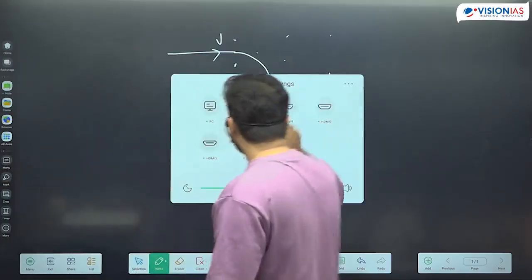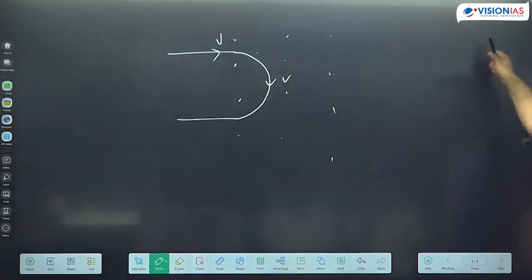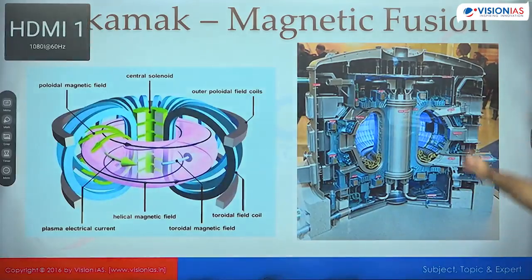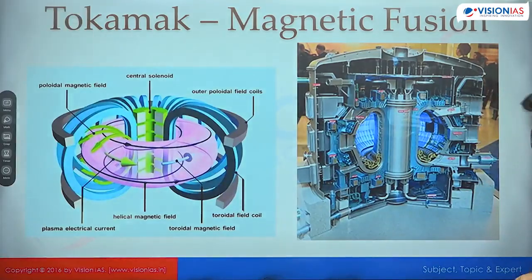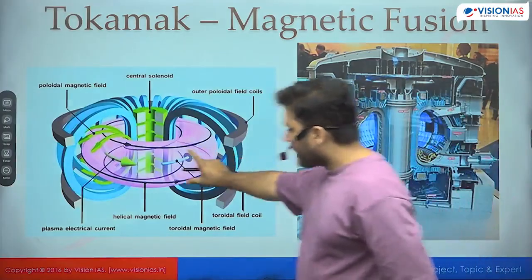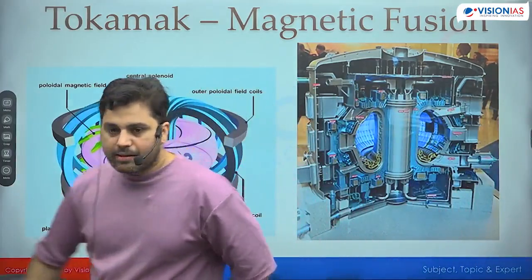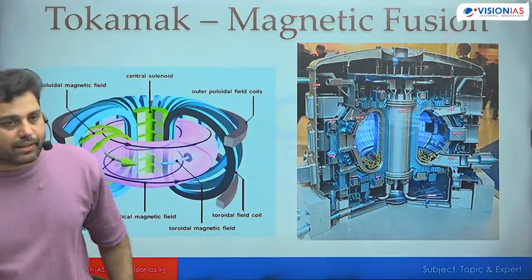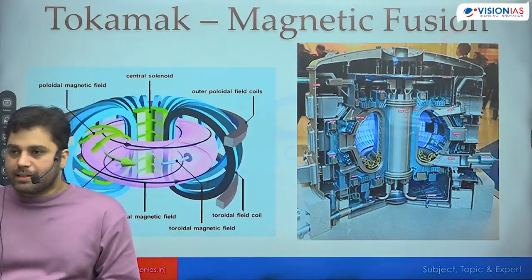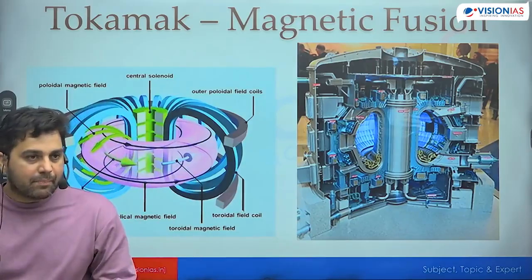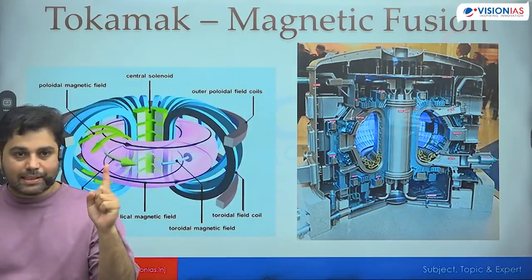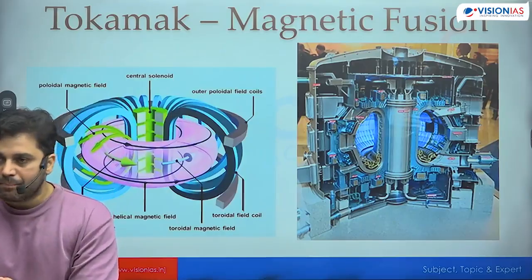Tokamak is also called, if you look at the heading here, magnetic fusion. So why the word magnetic fusion? Inside this perfect vacuum, we create plasma of deuterium and tritium. But this plasma is ionized particle, charged particle. Charged particles can be guided with the help of magnetic field.